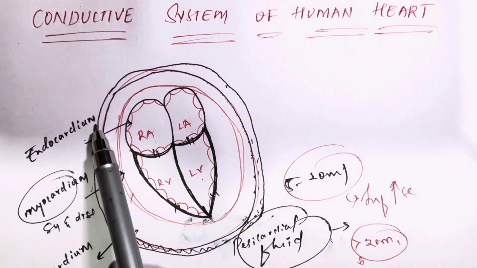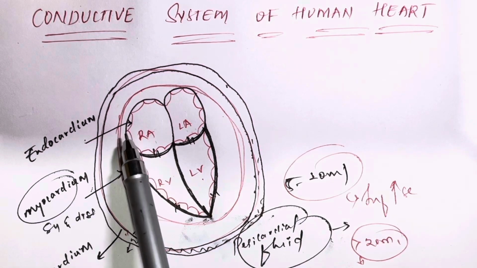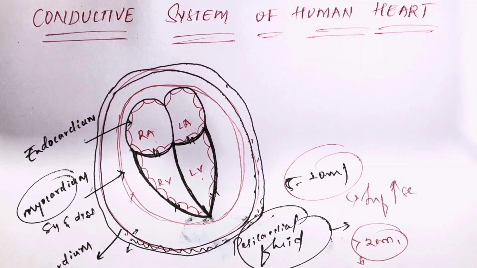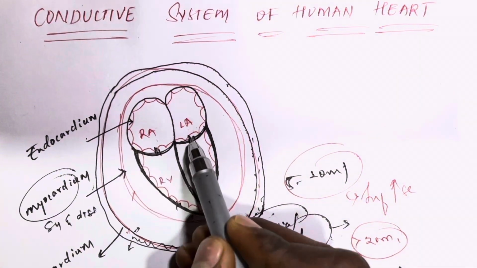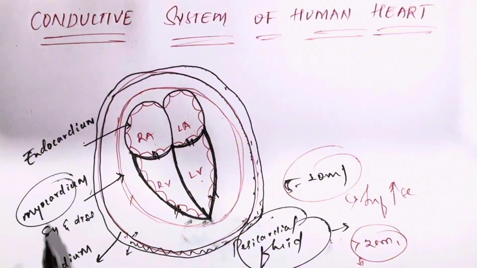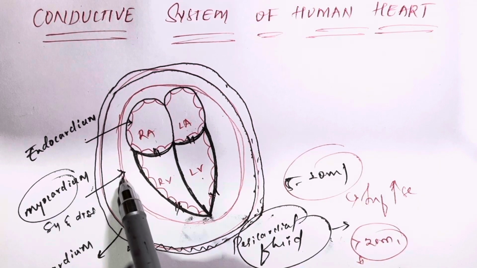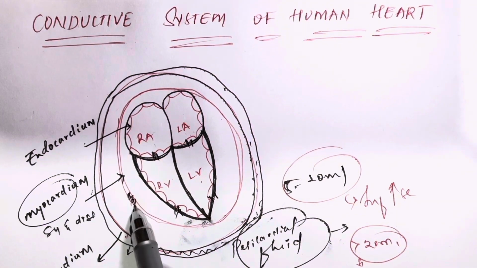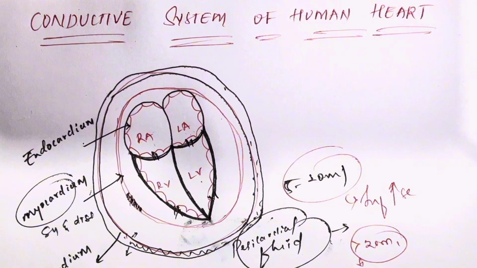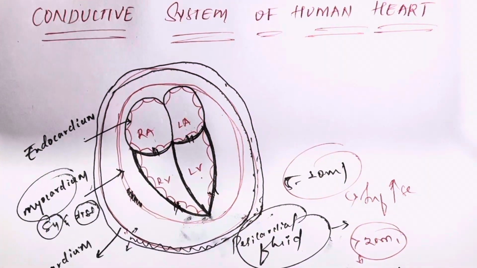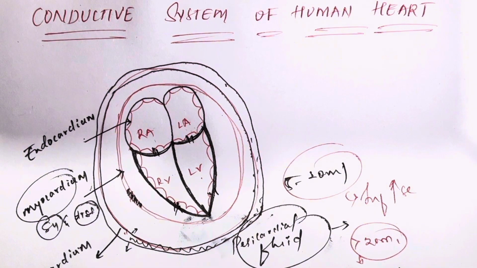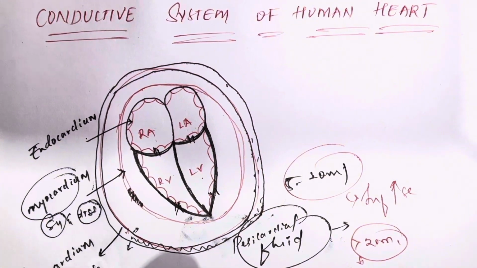The endocardium is made up of epithelial tissue, which is the innermost layer. It is a very important layer of the human heart because it contains the heart valves. These are the heart valves. The myocardium is the middle layer, the thickest layer, composed of muscular tissue, and it is responsible for systole as well as diastole. The third one is the pericardium, the outermost layer, which is made up of connective tissue.